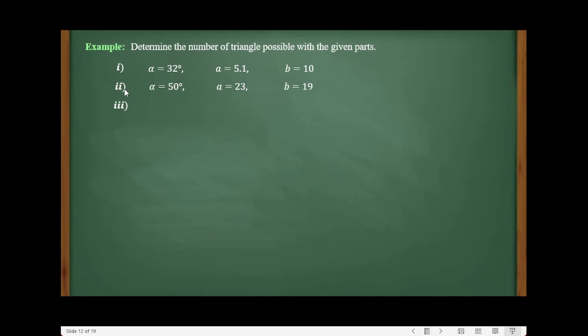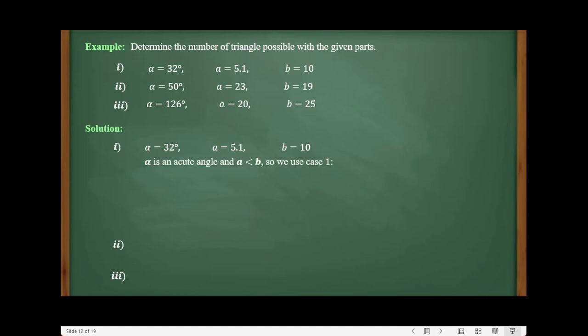Next, for the second item, the given parts have the following measures. Alpha is 50 degrees, and side small letter A is 23, while B is 19. The third item, angle alpha is an obtuse angle, which is 126 degrees, together with side small letter A, which has a length of 20, and side small letter B having a length of 25. So for our solution, let us consider this given part. So what shall we do?